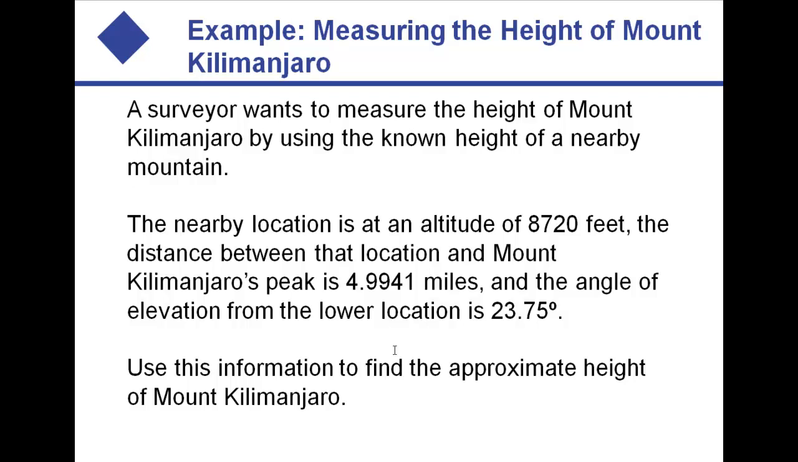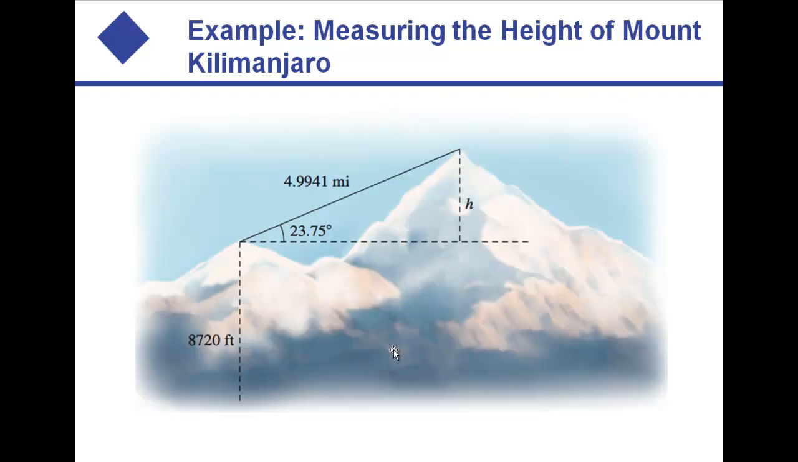Okay, if we want to measure the height of Mount Kilimanjaro by using the height of a nearby mountain, here's our picture. If you're standing on the top of that other mountain, you know how tall you are at that point, right? You know you're at 8720 feet. You have what's called an angle of inclination. So the angle up from the horizon so that you're looking at the top of Mount Kilimanjaro is 23.75.